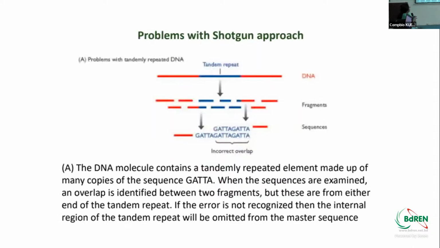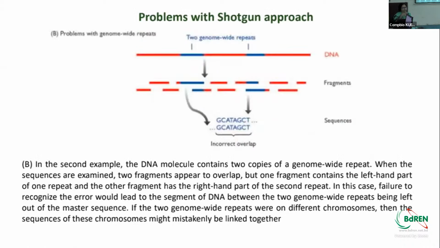What can happen if there is a tandem repeat, you know about the tandem repeat, it's a repeat in an array. Like here, the repeat motif is GATTA, and you can see 3 GATTA. What can happen with short fragments? During assembly, when we want to join them together, one of the fragments can be missing. We can join this one with this one, and the middle two sections can be omitted. So this can be one problem for the repeats.